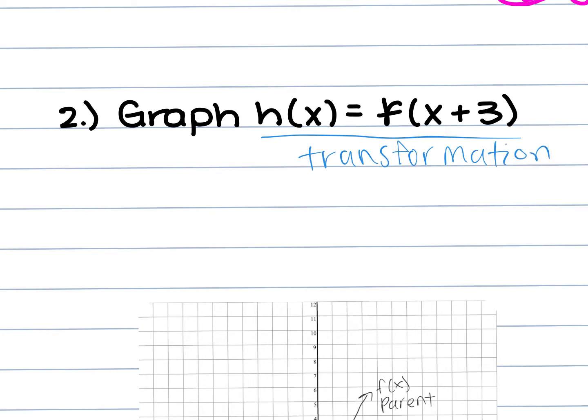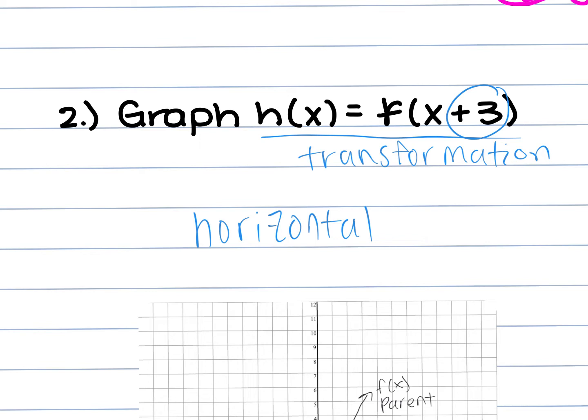Ask yourself the 3 questions. Is this a vertical or a horizontal transformation, and how do you know? AJ? Horizontal because it's in parentheses. Very good. So our transformation is this plus 3. Do you guys agree? The plus 3 was next to the x, and it's inside the parentheses. Therefore, it is a horizontal transformation.